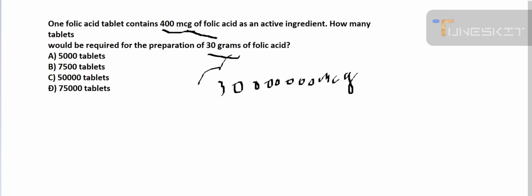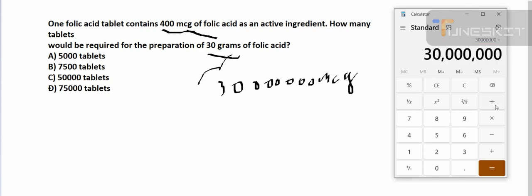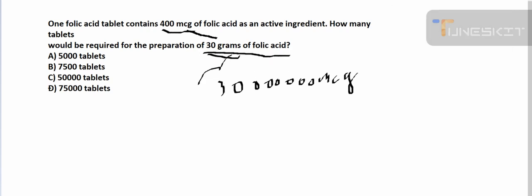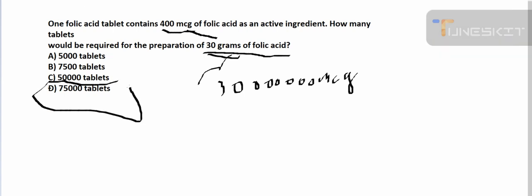So if one tablet contains 400 mcg, we have this data. We will divide both values. We will divide this with 400. So 75,000. 75,000 tablets will be required to make this requirement. Very simple. So this answer will be the correct answer.